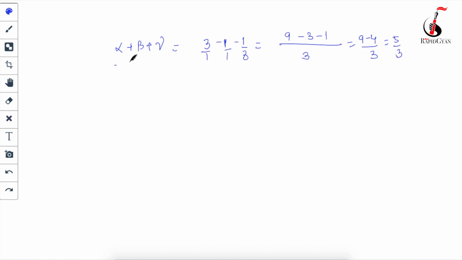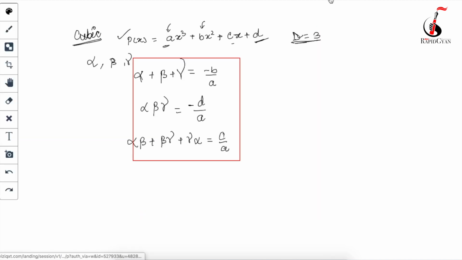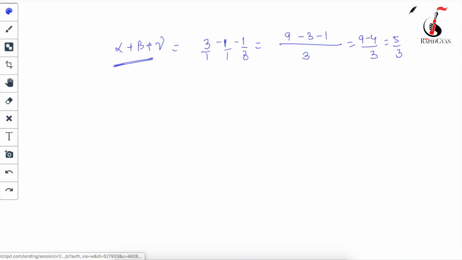Okay, and what's the value of alpha plus beta plus gamma? What I have explained over here. Okay, not here, sorry. So alpha plus beta plus gamma is equal to minus b upon a. So in this question, what is the value of b? B is your minus 5. So minus of minus 5 upon a, which is your 3. It means my answer should be 5 upon 3. Means alpha plus beta plus gamma should be equal to 5 upon 3. Check here. It's equal to 5 upon 3.